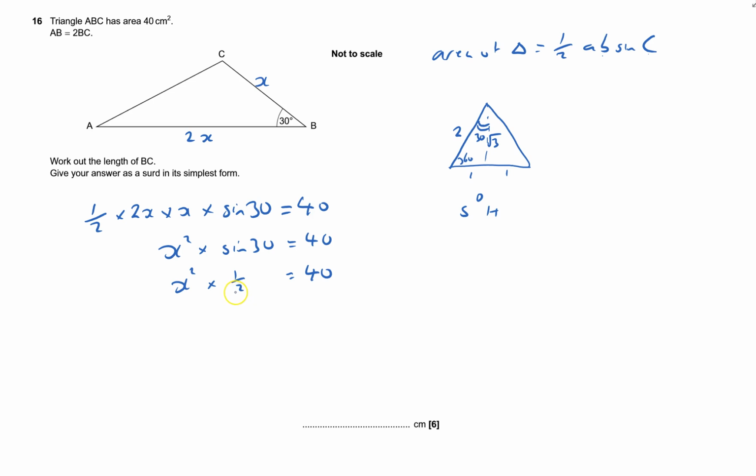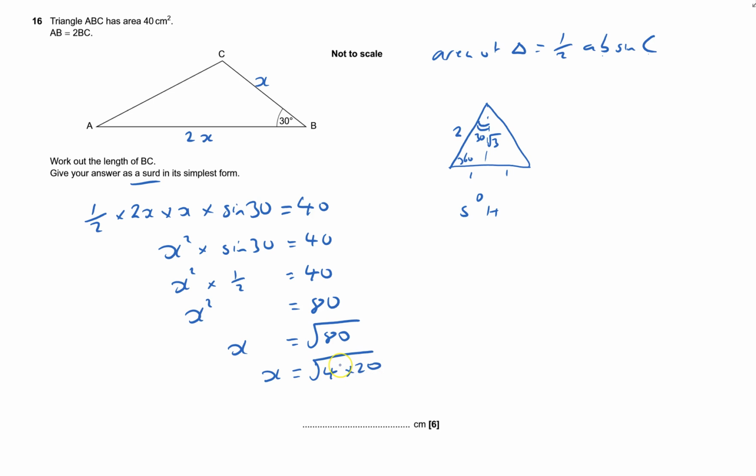I want to get rid of that times a half, so I have to times both sides by 2, and that gives me x squared equals 80, and so x equals the square root of 80, but it needs to be in its simplest form. So I can see that 4 goes into this, so x equals the square root of 4 times 20.